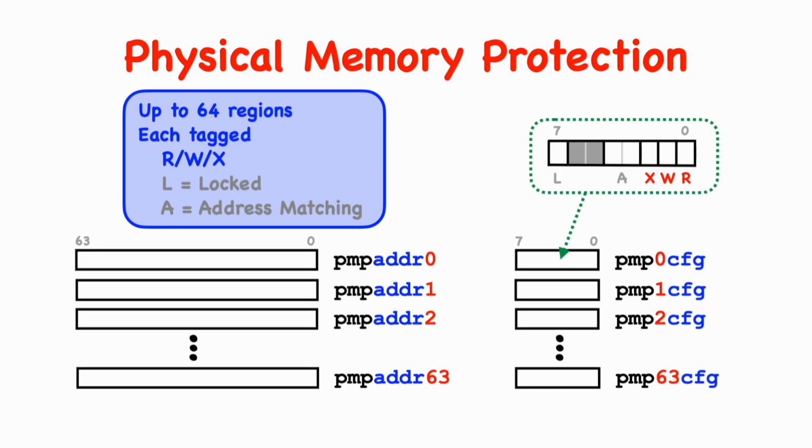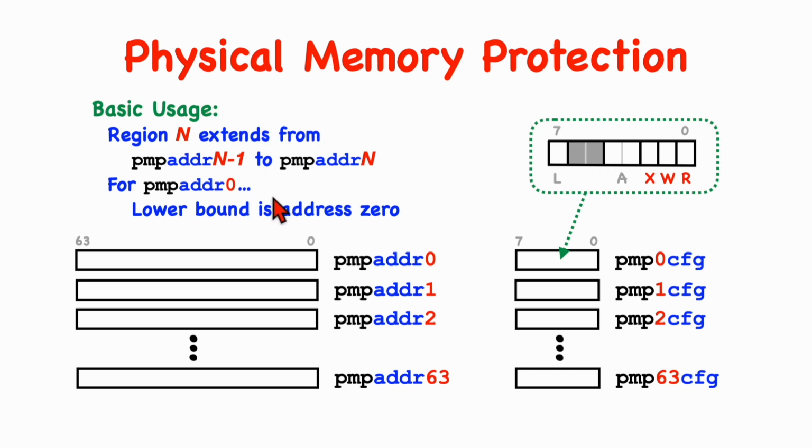The system is kind of complicated, but let's begin simple, like this. The boundaries between the regions are specified by whatever's in the address registers. Each region begins at the end of the previous region and extends to whatever its address register contains. Address register N points to the end of region N, and more precisely, it contains the address of the first word just beyond the region. The first region begins at address 0 and extends to whatever the pmpaddr register contains.